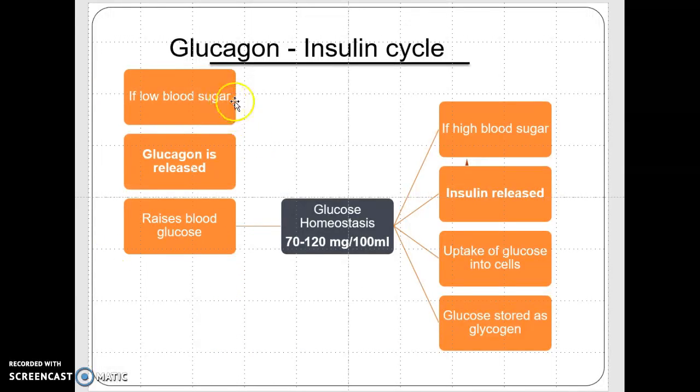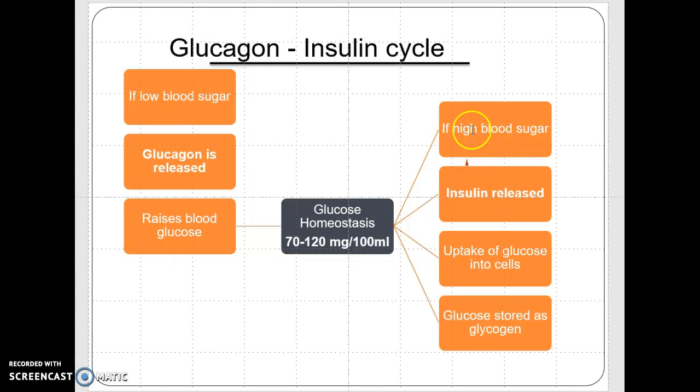Here's a picture of the glucagon insulin cycle I just mentioned. Our body is always trying to maintain a homeostasis, or a balance, of glucose in our blood system so that we have enough glucose for our brains to function and all our organs to function. But if the blood sugar is low, that's when the glucagon is released by the pancreas to raise our blood sugar by pulling it from our storage.